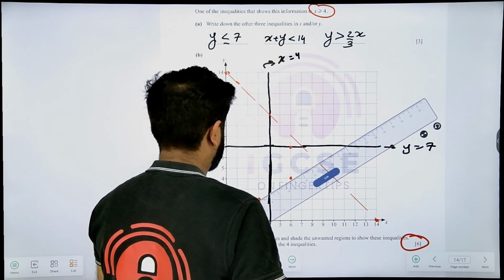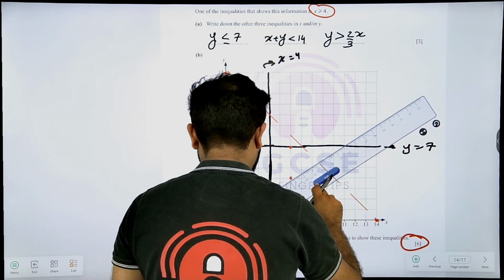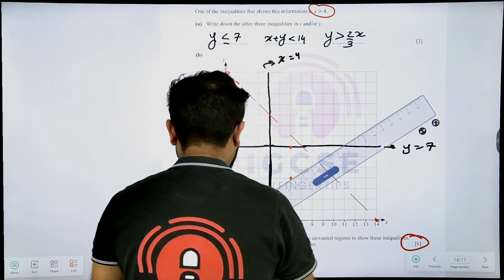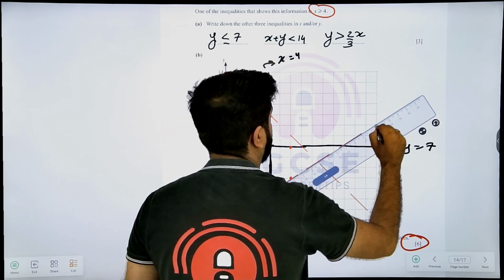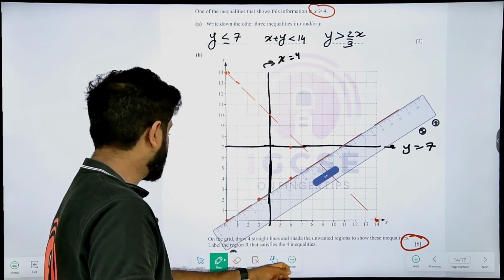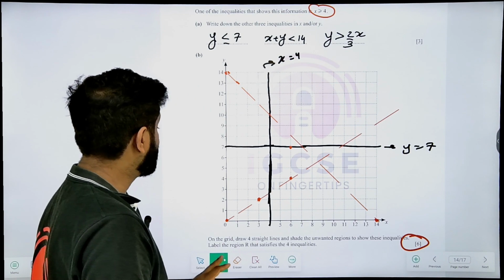Let me fix this as origin. Then you have a point which is similar to these points. Again, this is going to be a broken line. Right now, this is what, guys, my line is. Now, let me shade them.